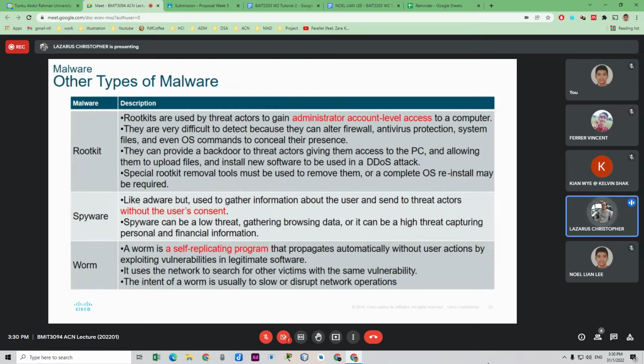Okay, and the most famous worm brought down an entire network. It can cause serious disruption to a business.